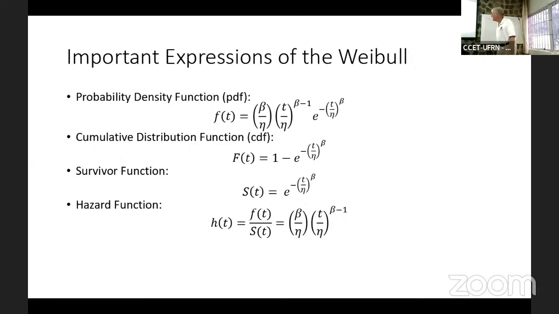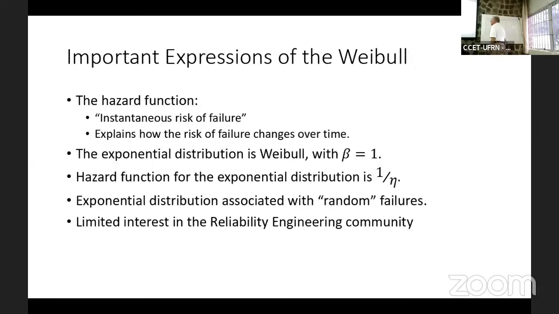Okay? So let's go back to the other slide, please. That's what I mean by it's 1 over eta. The exponential distribution is random failures. And they'll just look at you and stare at you like, why are you wasting my time if you're talking about an exponential distribution? There's nothing interesting about that. Okay? Next slide, please.